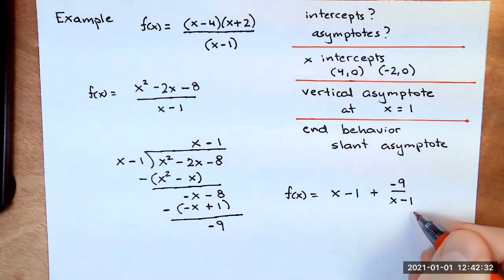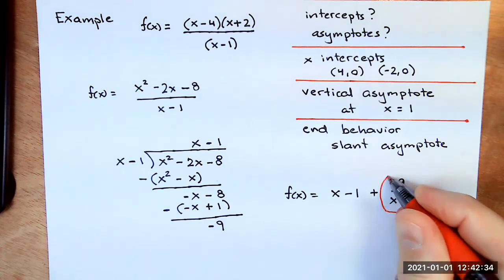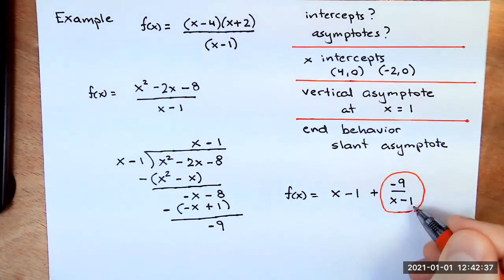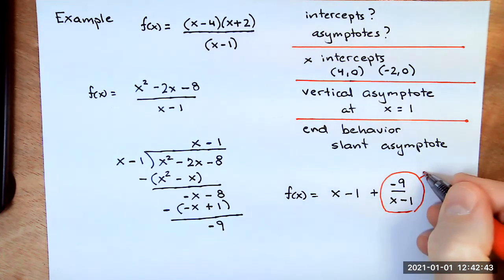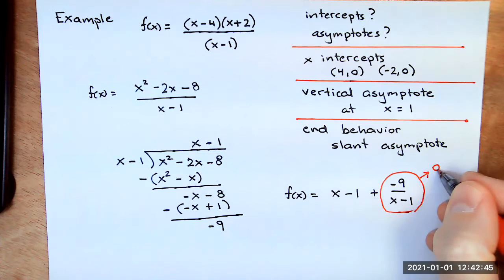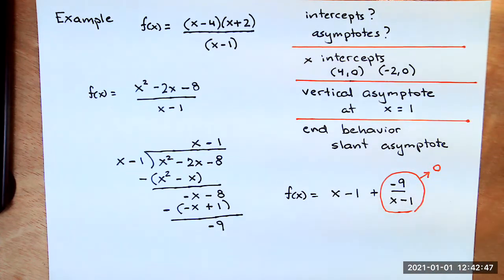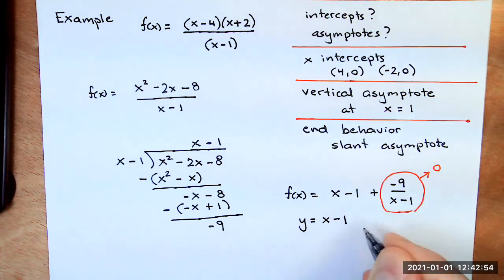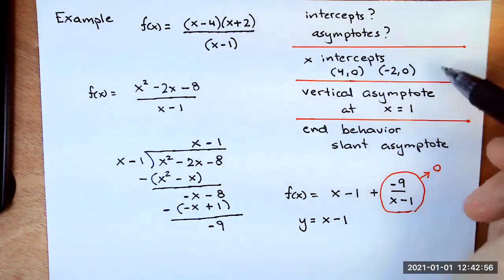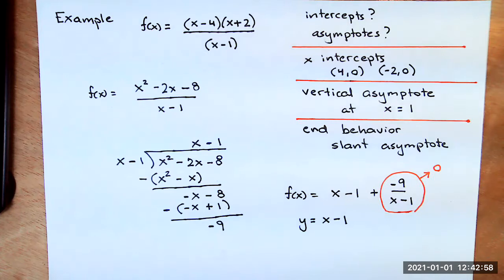All right, so this part is a rational function where the degree of the denominator is greater than the degree of the numerator. So this part will get closer and closer to 0. And my slant asymptote will be the function y equals x minus 1. All right, let's put all this together and draw the graph.